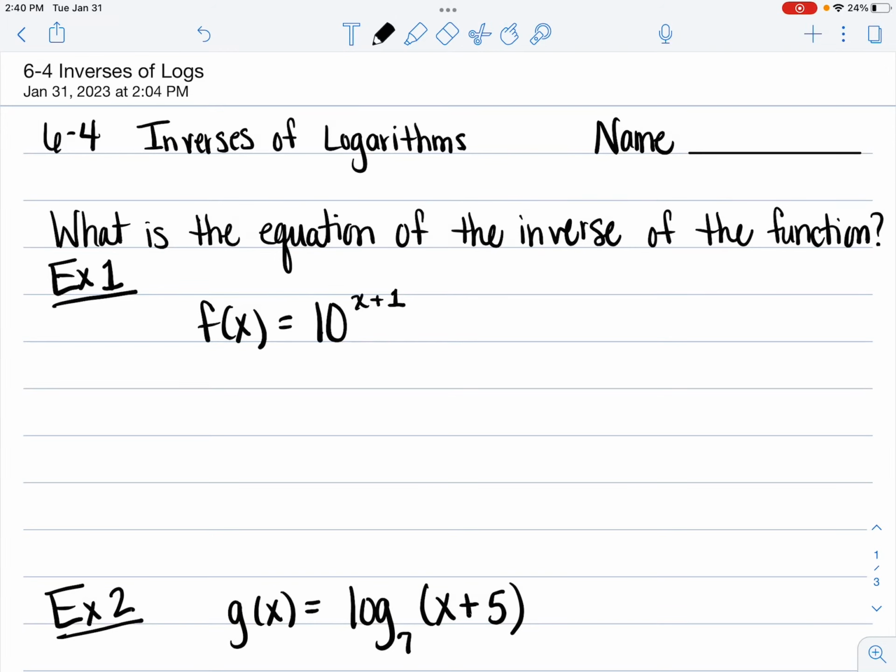Today we're going to talk about how to find the inverses of logarithm and exponential functions.